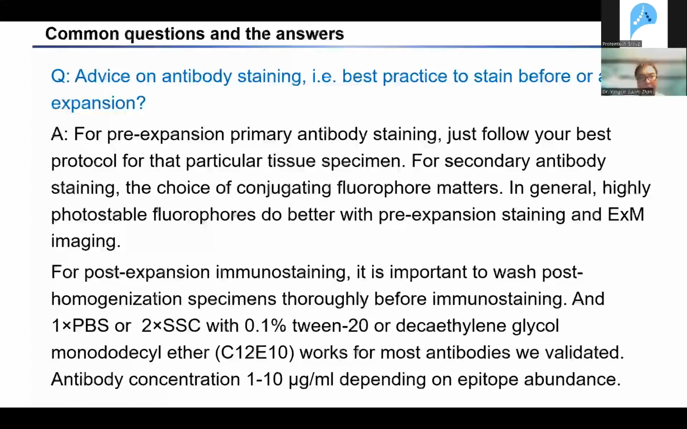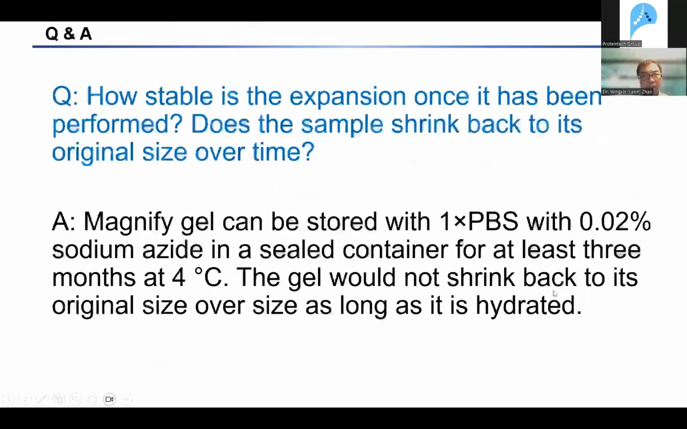And of course, the concentration ranges from 1 microgram per mL to 10 micrograms per mL, depending on the abundance of the epitope. For thicker tissue, you probably need to consider a higher concentration of antibodies, due to the much higher accessibility of the epitopes. And then another question is: how stable is the expansion once it's performed, and does the sample shrink back to its original size over time?